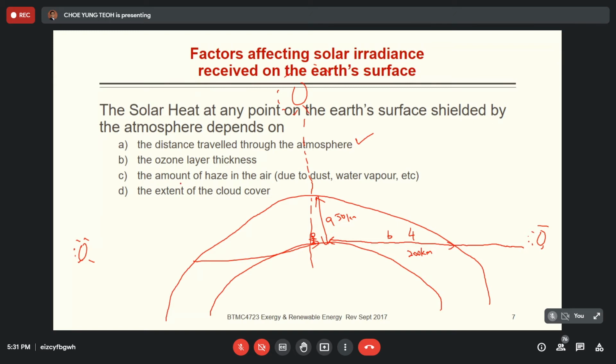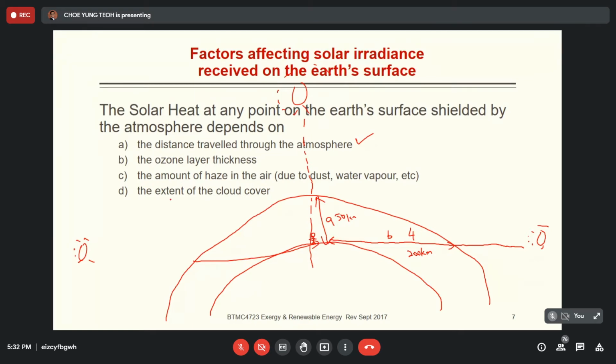Third one is the amount of haze in the air, due to dust, water vapor, and others. This one is very straightforward. When you have dust and water vapor, the amount of solar irradiance you receive on the Earth will be much lesser. You will filter it out.